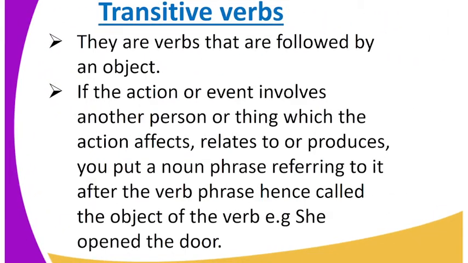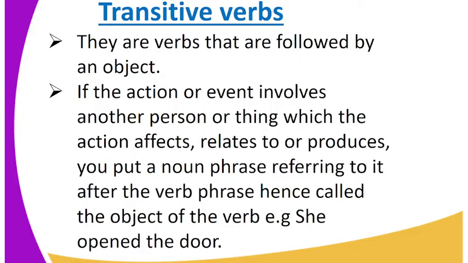So, transitive verbs. Let's define a transitive verb. A transitive verb is a verb that is followed by an object. So, after the verb, an object follows. That is what we call a transitive verb. If the action or event involves another person or thing which the action affects, relates to, or produces, you put a noun phrase referring to it after the verb phrase, hence called the object of the verb.